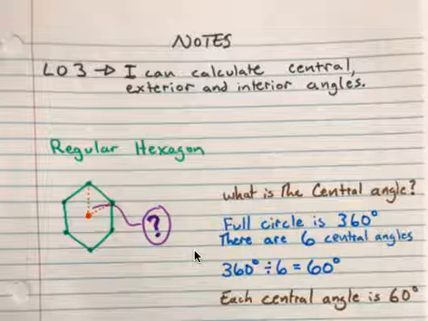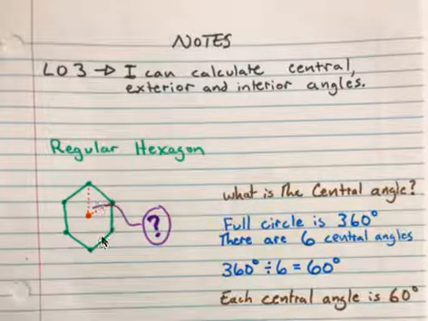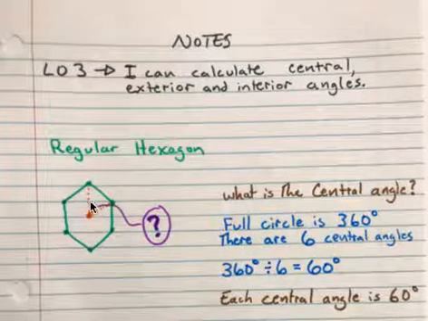There's 6 central angles. So if you know a full circle is 360 degrees and you have 6 central angles, just do some division. 360 degrees divided by 6 is 60 degrees. We have a regular hexagon, and I know through this math here, without getting my protractor out, that the central angle, imaginary lines here, is going to be 60 degrees.